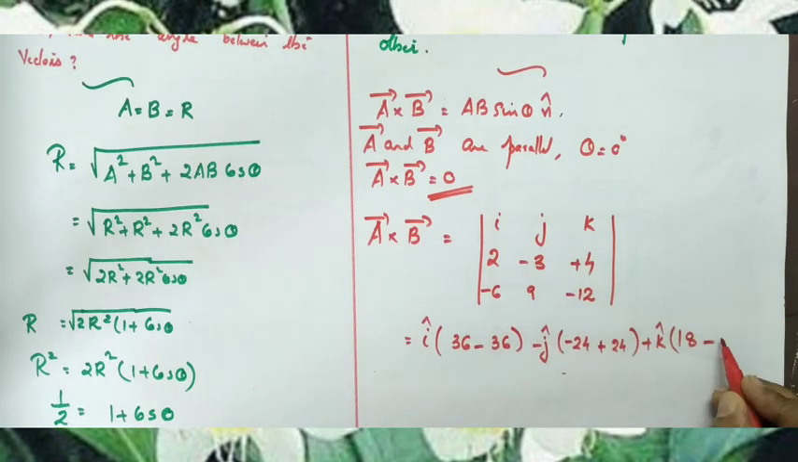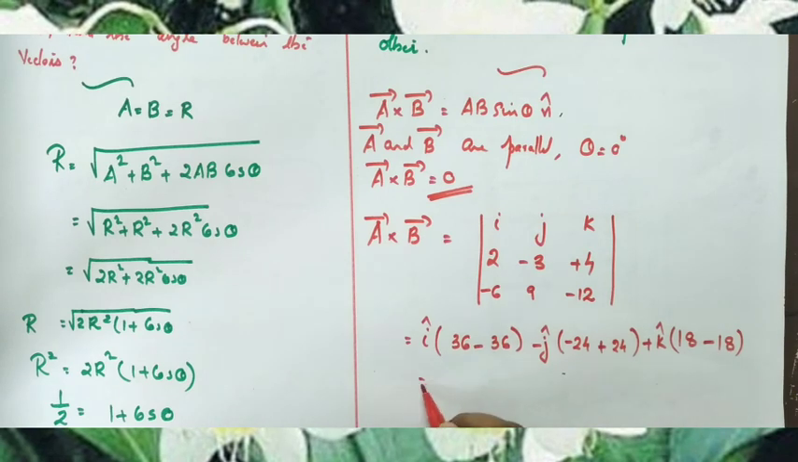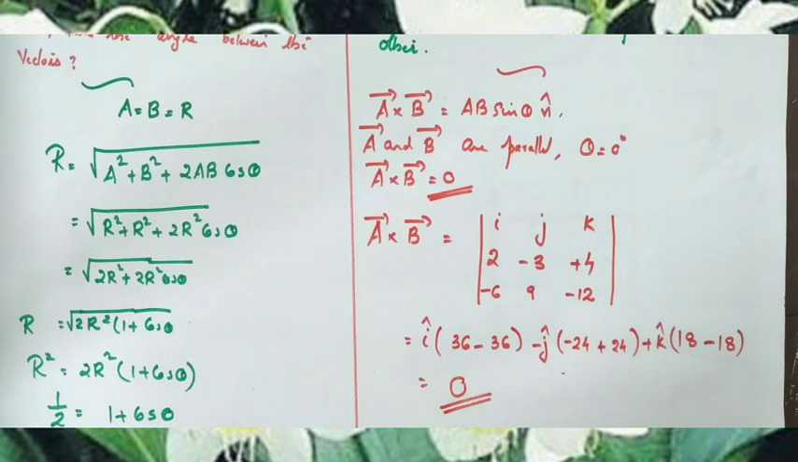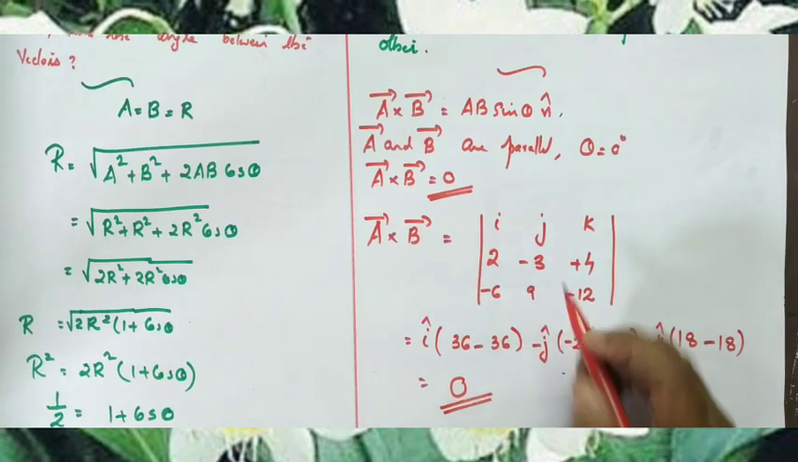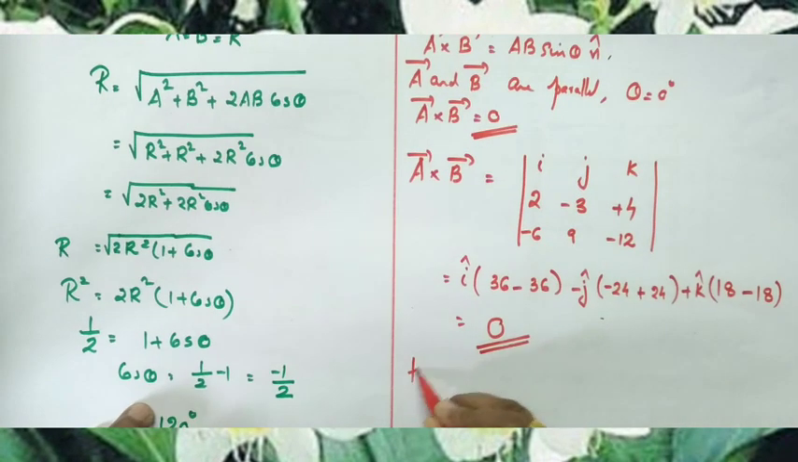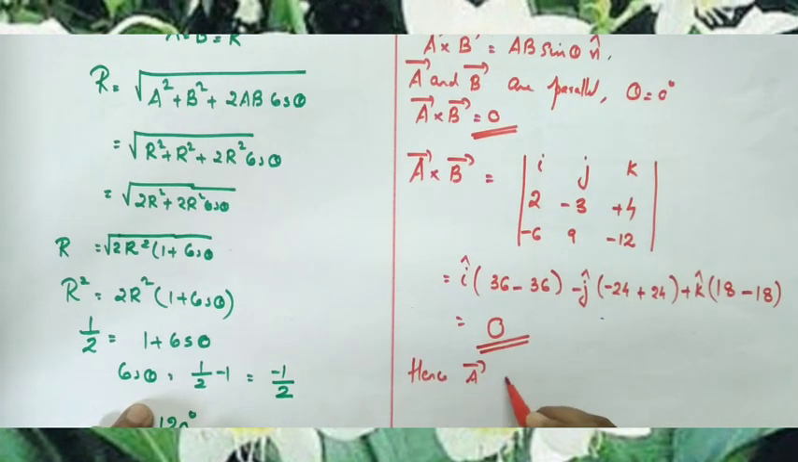Negative, negative, positive. So what is the answer? Here it becomes 0. So vector A cross B is equal to 0. Thus we can show that vector A and vector B are parallel to each other. Hence vector A and vector B are parallel.